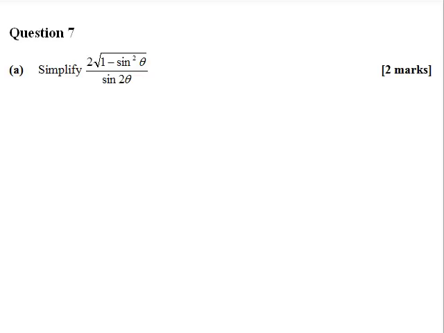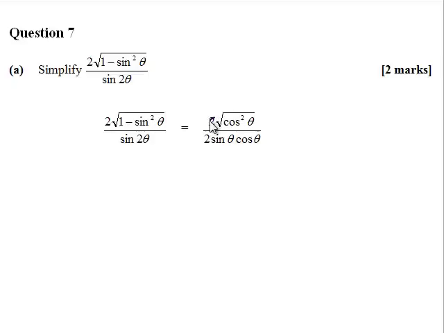Simplify this expression. Before we start, remember that sine squared something plus cos squared something is equal to 1. So 1 minus sine squared theta can be rewritten as cos squared theta. In the denominator we've got sine 2 theta, which can be rewritten as 2 sine theta cos theta. So the expression becomes 2 root cos squared theta over 2 sine theta cos theta.